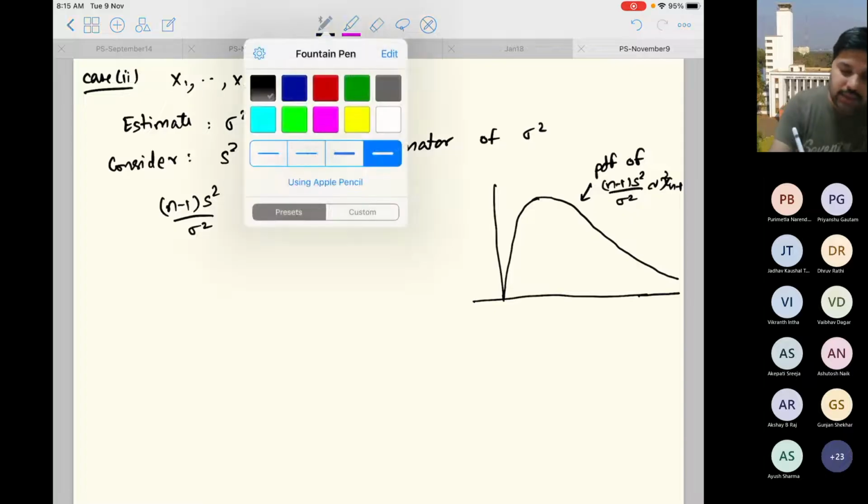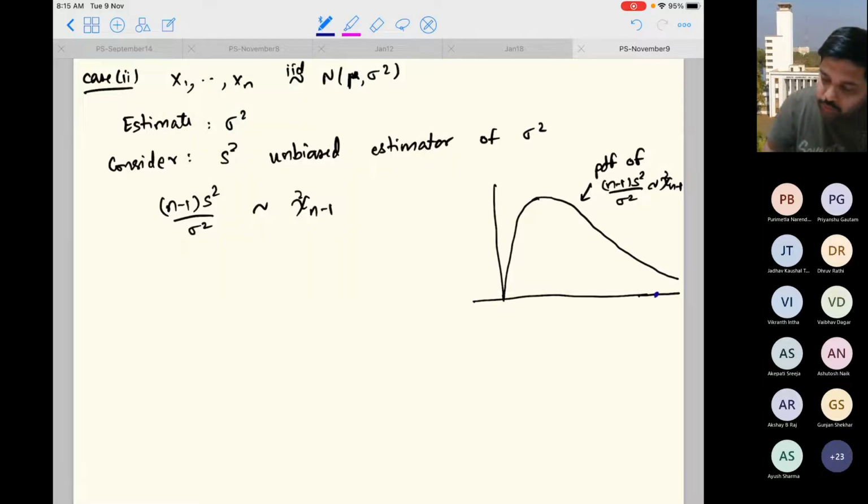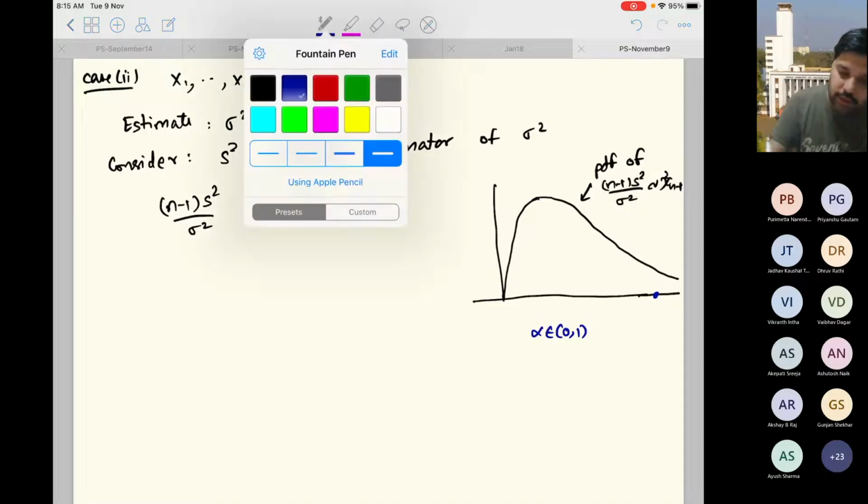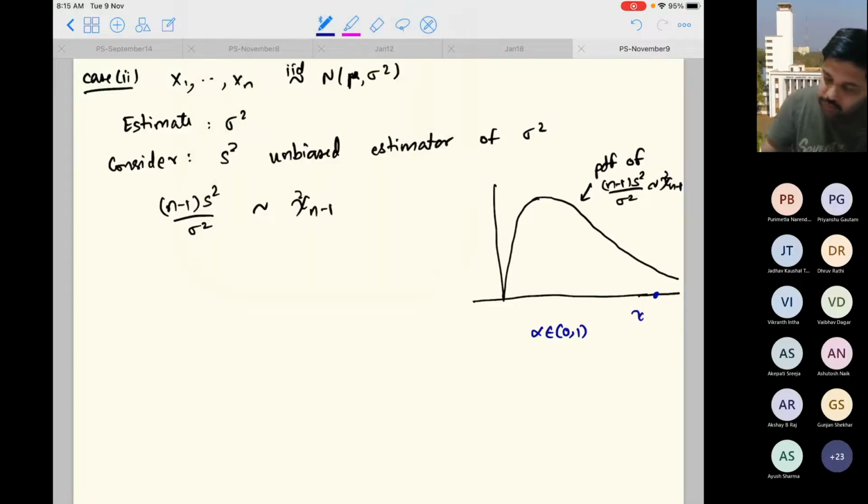And again, in this density, what I really do is I find out 2 points. So I fix alpha in 0 to 1, and once I fix alpha in 0 to 1, I find out this point, chi square n minus 1, alpha by 2. So what is this point? This point is saying that to the right of this point, the probability is alpha by 2. Correct?